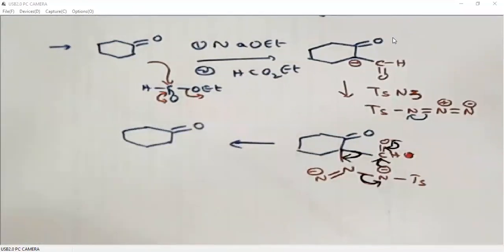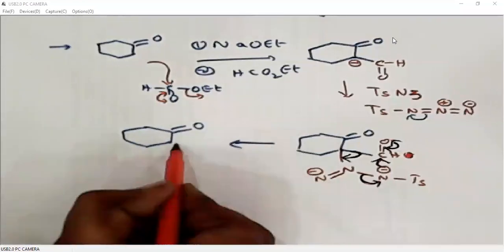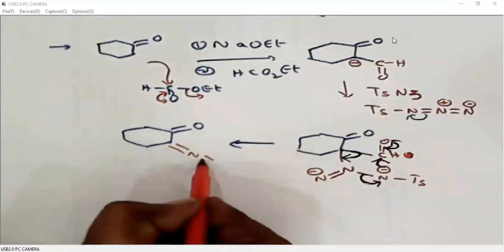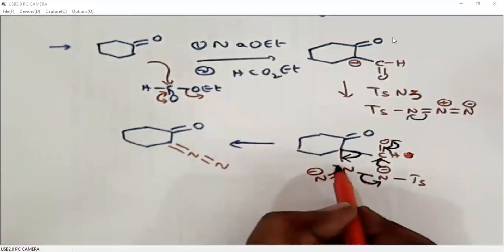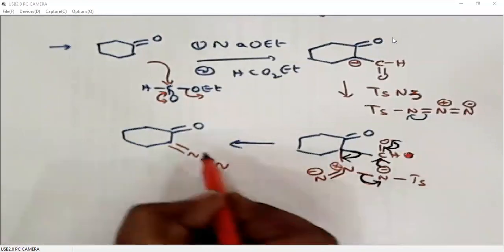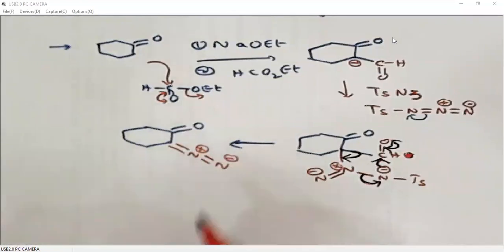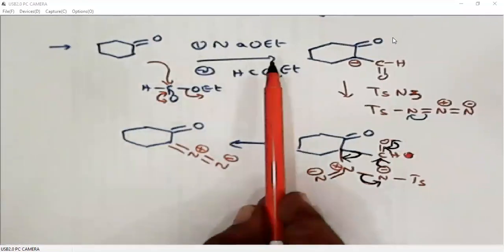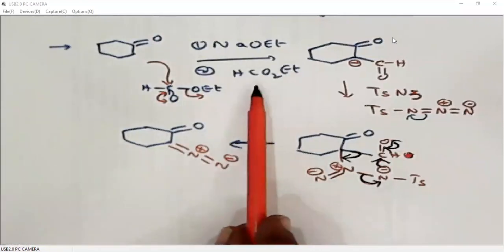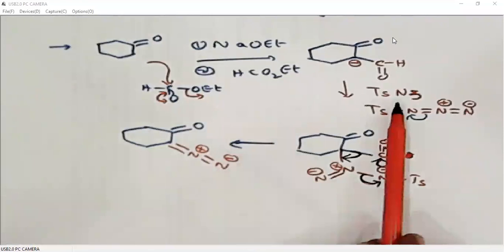So what we are getting? We are getting double bond N, double bond N. Yeah, I'm missing this positive charge here. We are getting alpha diazo compound. So this is how we can generate alpha diazo compounds from carbonyls by treating with sodium methoxide, ethyl formate, followed by tosyl azide.